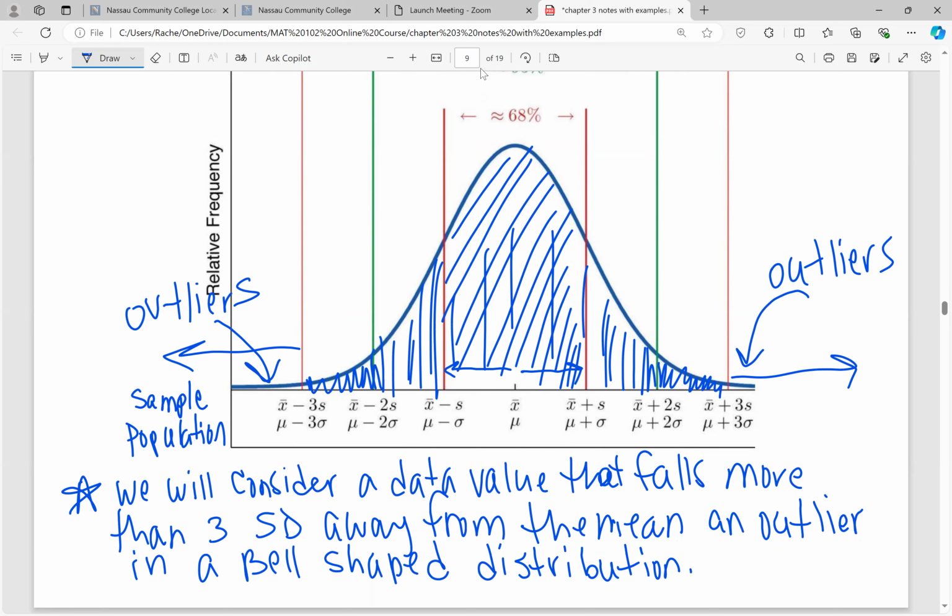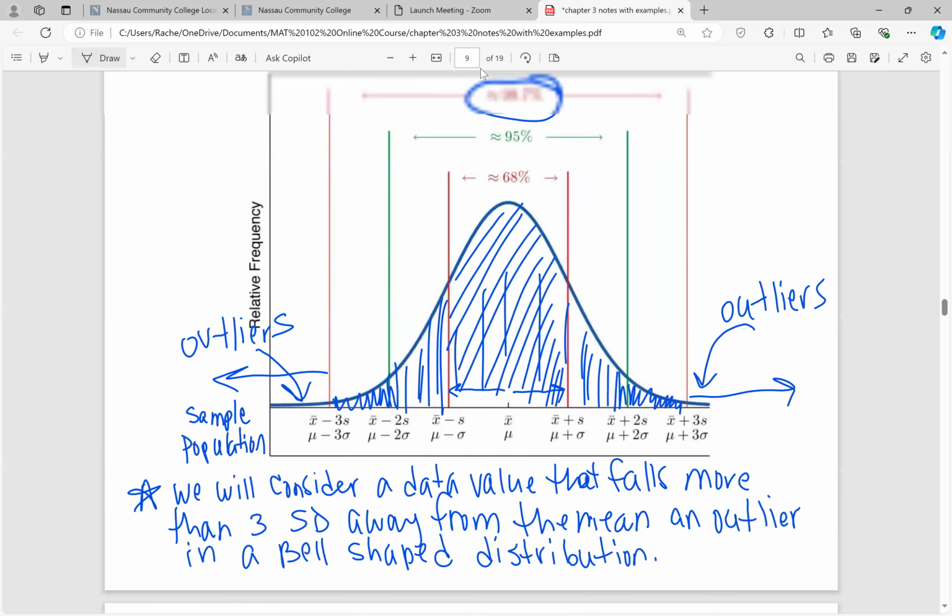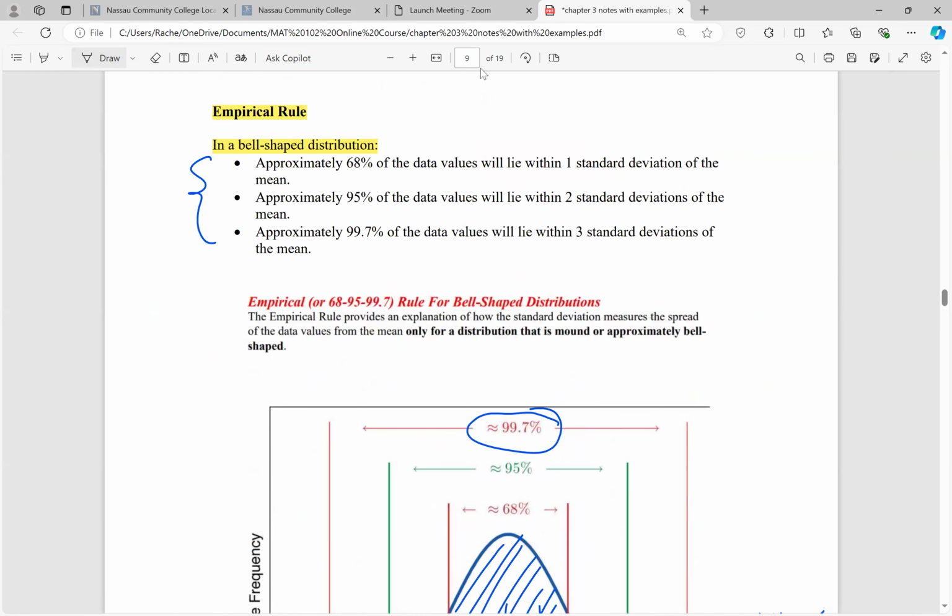And this set of rules is called the empirical rule. So let me make this a little bit smaller. What I have summarized on top here is what I just went over in a picture, but in words. This first bullet says we would expect approximately 68% of our data values to lie within 1 standard deviation of the mean. We would expect approximately 95% of the data values to lie within 2 standard deviations of the mean. And we would expect approximately 99.7% of the data values to lie within 3 standard deviations of the mean. And any data value that lies more than 3 standard deviations away from the mean, we're going to consider an outlier.